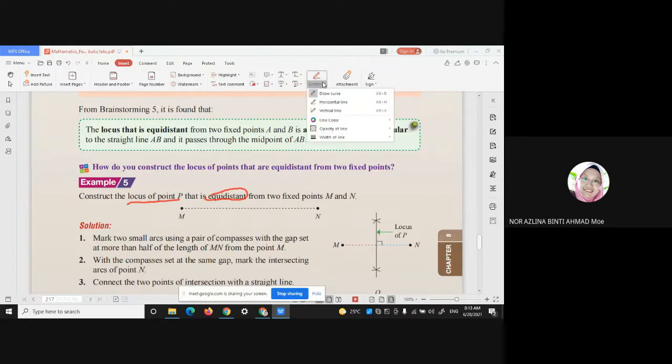Next, I use another color, let's say green. From M, you draw a curve using compasses, up and down. Here up, here down. From N, up and down. Then use your ruler. You draw using a ruler and pencil. Drawing must use a pencil.